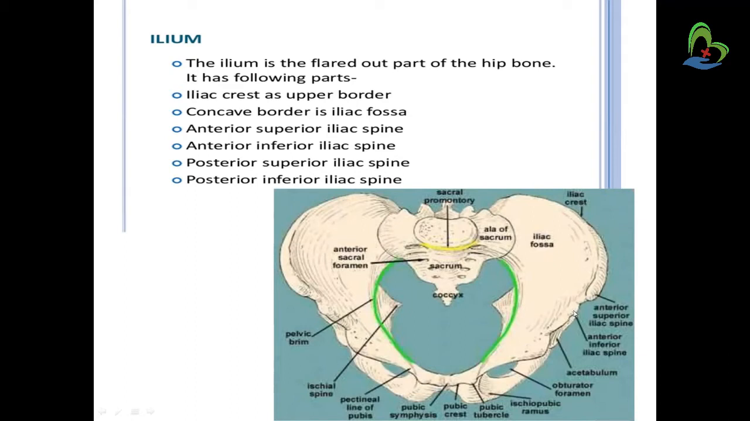And similarly, there is a posterior view. From the posterior view, this prominent, protruding part is known as the posterior superior iliac spine, and this lower one is known as the posterior inferior iliac spine.